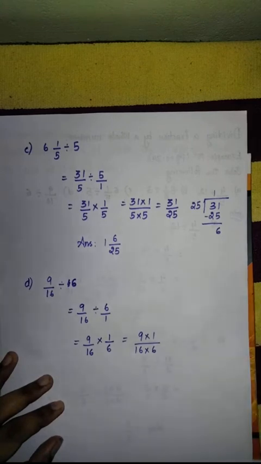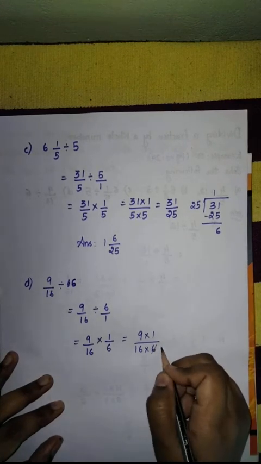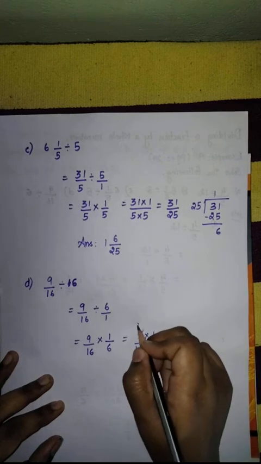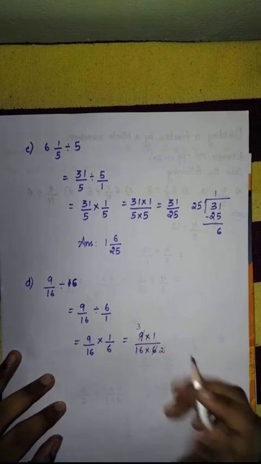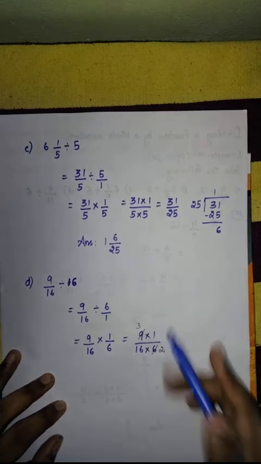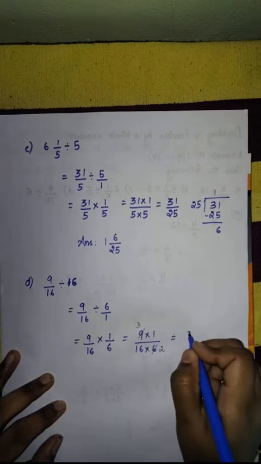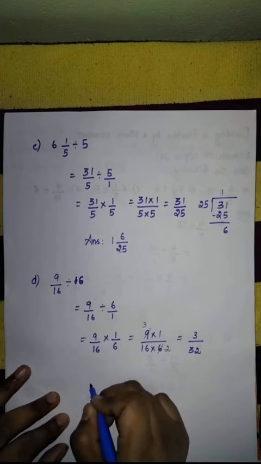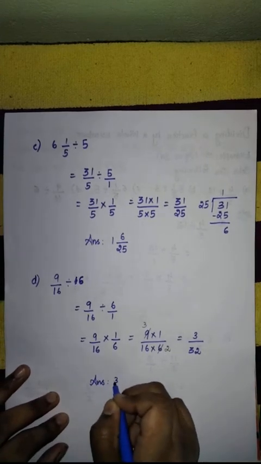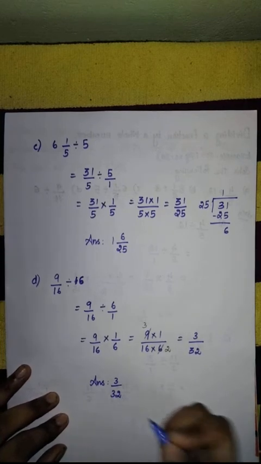Okay. Then cancel. 2 3s are 6, 3 3s are 9. I have cancelled in the 3 table. So 3 into 1 is 3. 16 into 2 is 32. Your answer is 3/32. Clear?